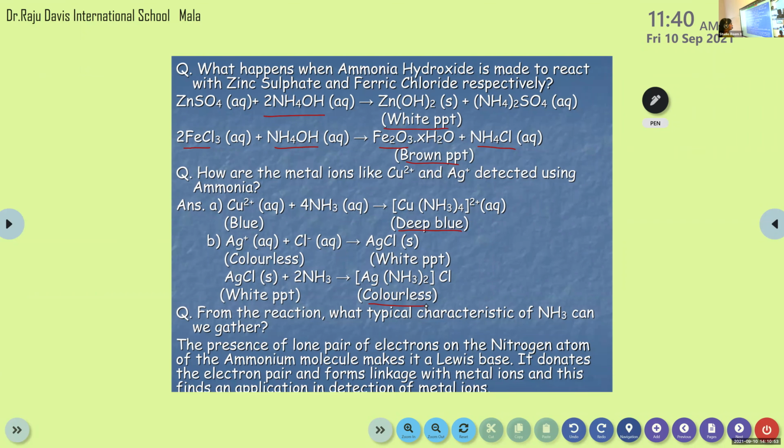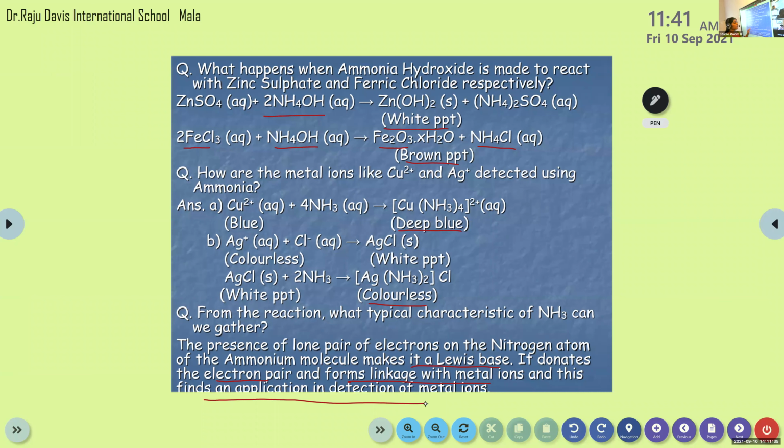So it's also important: from the reaction, what typical characteristics of ammonia can we gather? The presence of a lone pair of electrons on the nitrogen atom of the ammonia molecule makes it a Lewis base. So here in ammonia, you can see the lone pair present on the nitrogen atom. This lone pair will make the ammonia molecule a Lewis base. It will donate an electron pair and form a linkage with metal ions, and this finds an application in the detection of metal ions. Here we are using ammonia to identify copper and silver ions present in the solution.